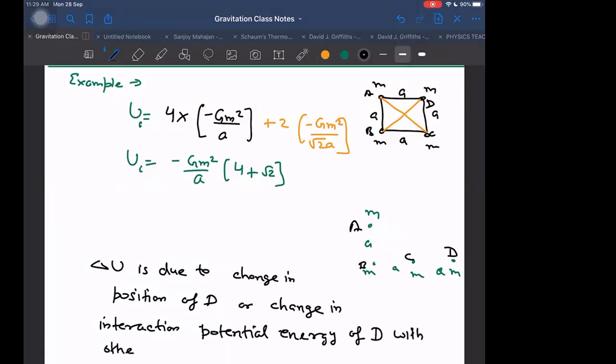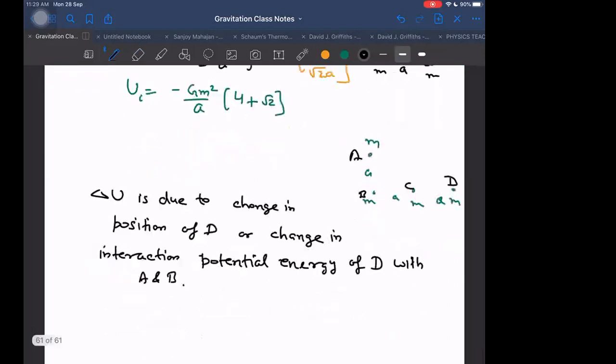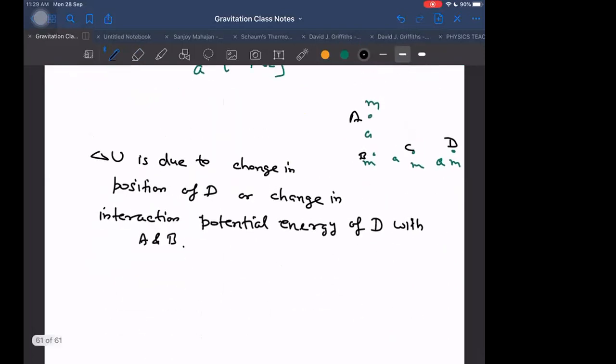Here it is with A and B, not with C. With C the distance is the same. With A and B only the distances are changing. So that will simplify our case a little bit now.